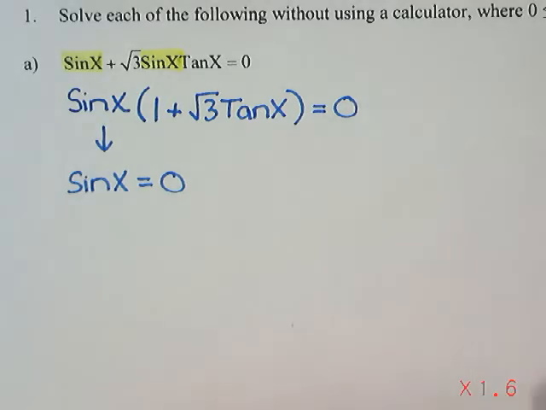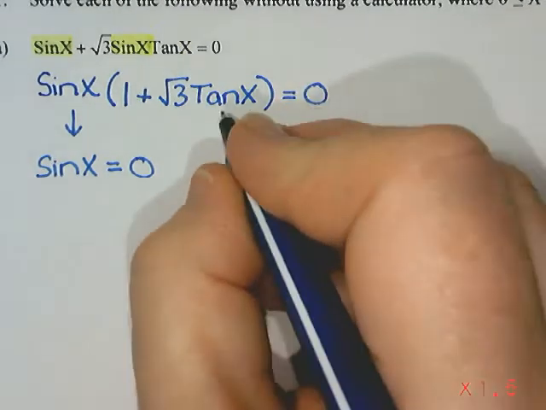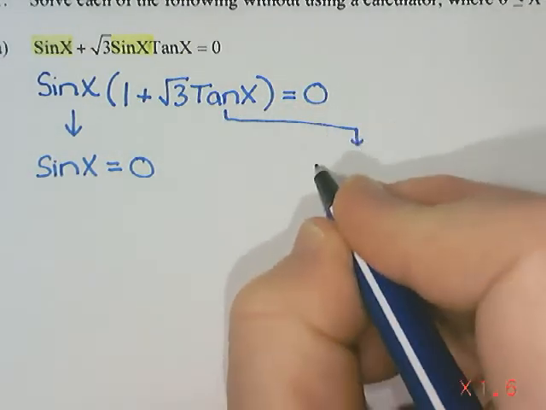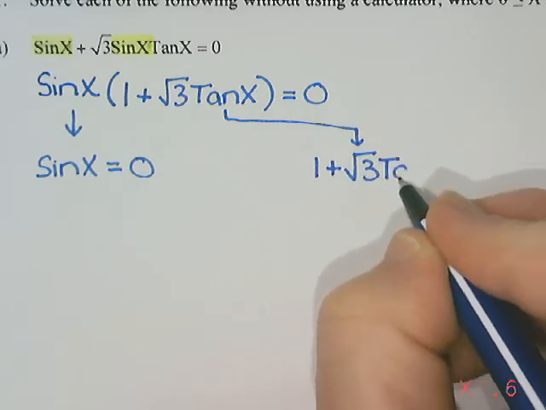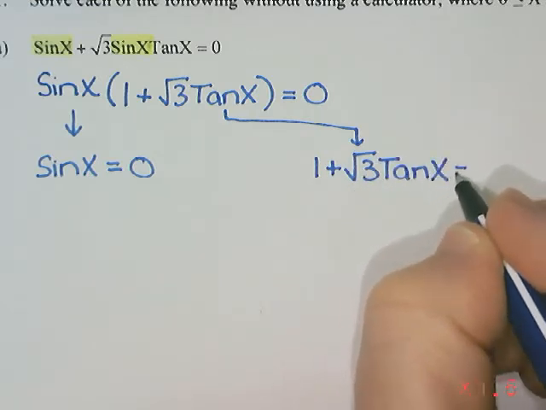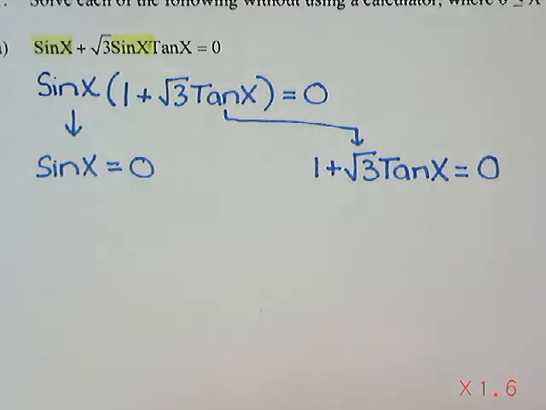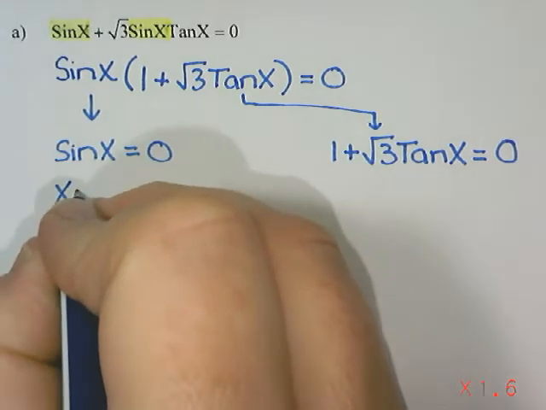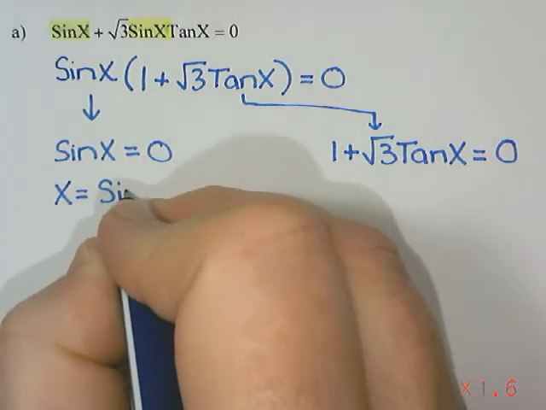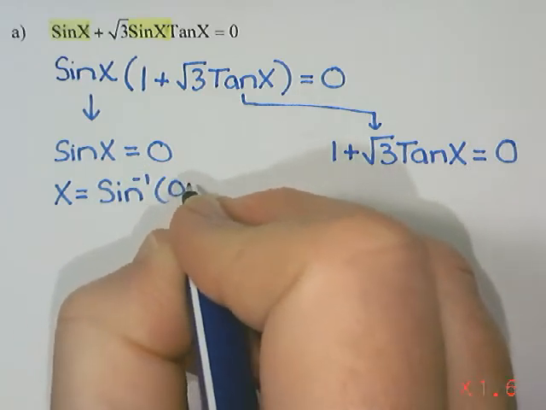I'm going to try to bring it a little over to the side to create some space for myself. So maybe over here. So I have 1 plus the square root of 3 times tan x also equals 0. So let's start with sine x equals 0. In order to solve for x, I need to do the inverse operation of a sine, and the inverse of a sine would be the inverse sine. So I'm going to do that: x equals the inverse sine of 0.